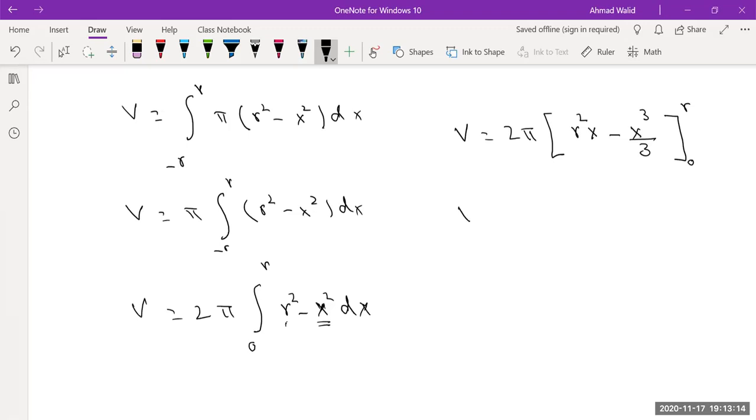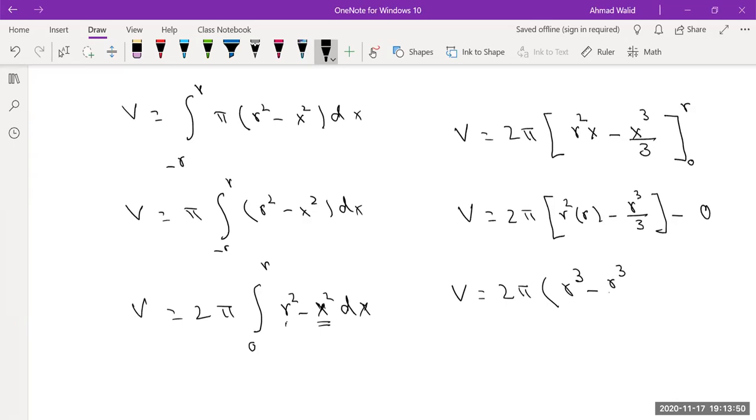Let's simplify. V equals 2 pi times r squared times r minus r cubed over 3, minus, of course, when you plug in 0, the other part becomes 0. I will not even plug it in, right? Because you know, when you plug in the lower bound, it gives you 0. Simplify. V equals 2 pi times r squared times r gives you r cubed, minus r cubed over 3.